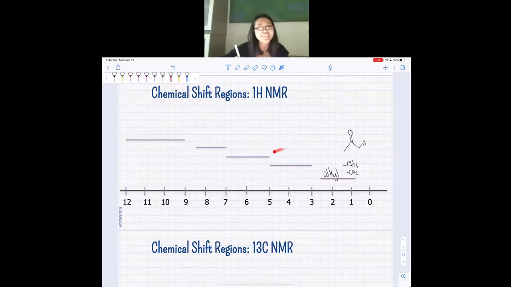The 3 to 5 region is going to be the heteroatom region. I'm going to try and use different colors just because I feel like that's my mood right now. All right, so this is our heteroatom region. If you need to remember what your heteroatoms are, they are FON. They are not fun, they are FON. So F-O-N.